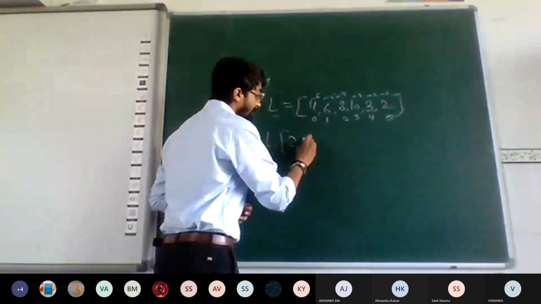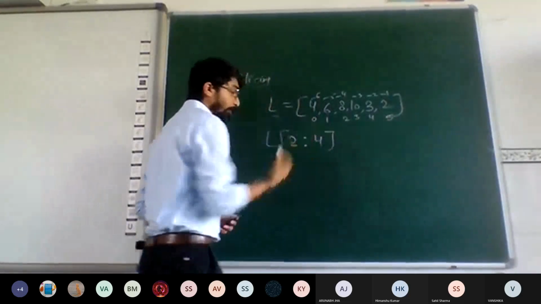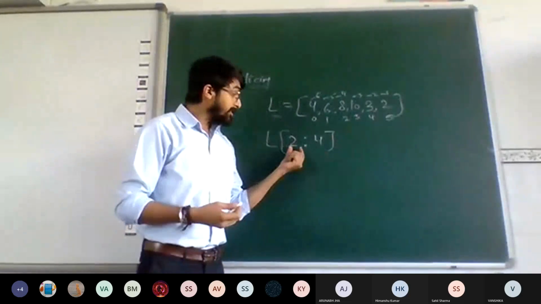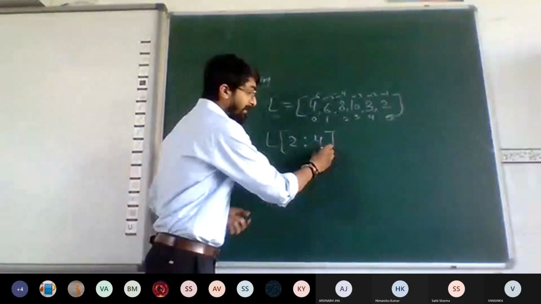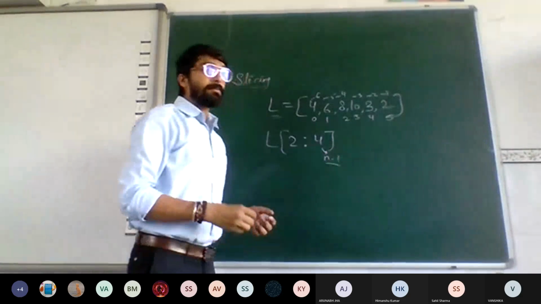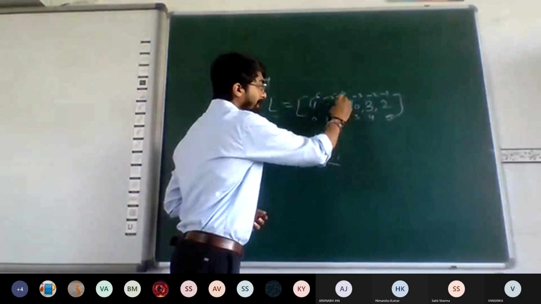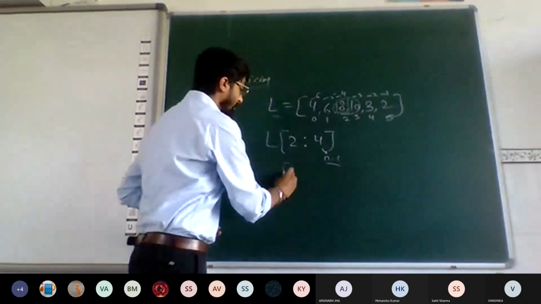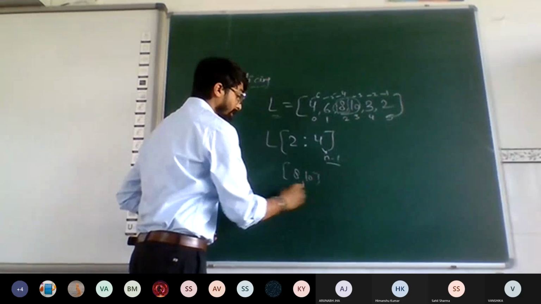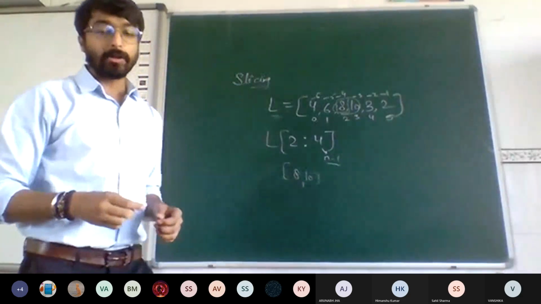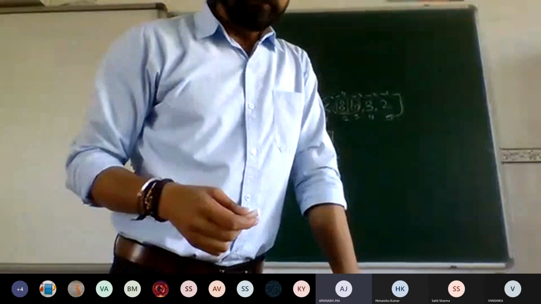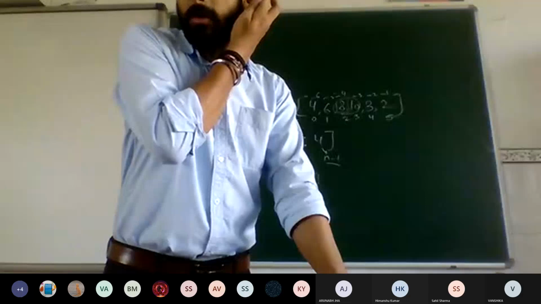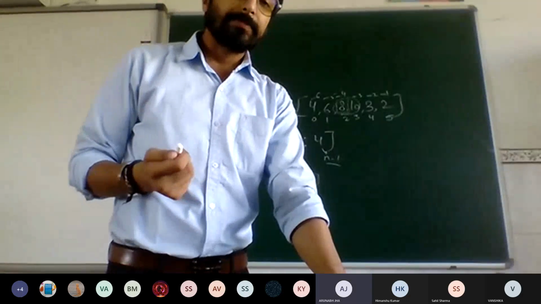For example, I need the elements from 2 to 4. The starting point is 2, the end point is 4. But whatever the end point is, you have to go till n minus 1. So starting with 2, which is 8, you have to go till 3 only. 8, 10. So the output will be 8, 10. Right, Anurag? Further, if you want to go into detail, I have recorded the session, you can go and watch that.